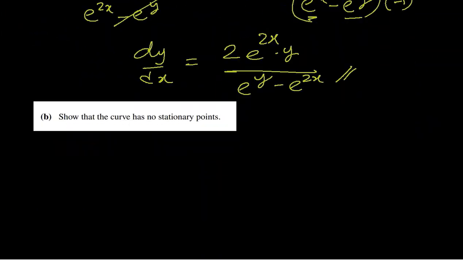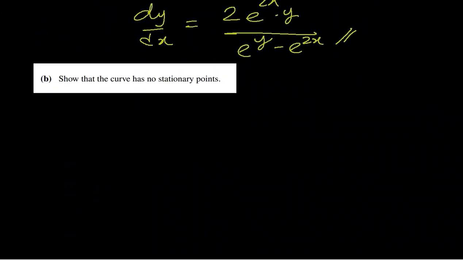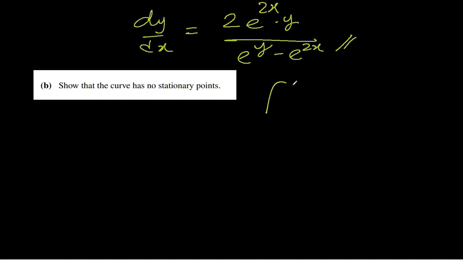Okay, next part. Show that the curve has no stationary point. Stationary point is decided by the gradient equal to 0, because this is a turning point, which is called a stationary point. These two are turning points, and here the gradient is 0 because the tangent is a horizontal line. This is the gradient of the tangent, so we'll make this equal to 0 and see how many solutions we get. Since they're saying show that the curve has no stationary point, we should not get any solution.